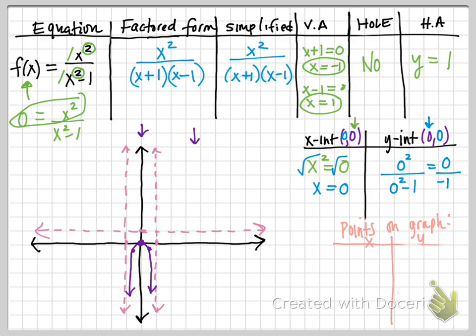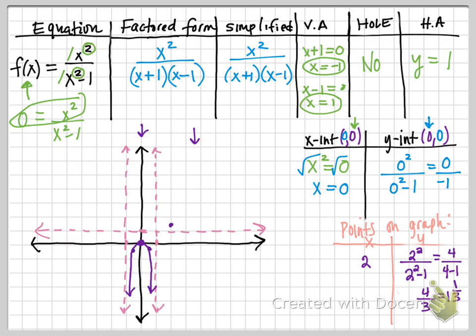Now I'm going to try a point on the right-hand side here. So I'm going to plug in 2 for x. I would have 2 squared divided by 2 squared minus 1. So that's 4 all over 4 minus 1, which is 4/3, or 1 1/3. So at positive 2 to the right, I'm going 1 1/3 up.